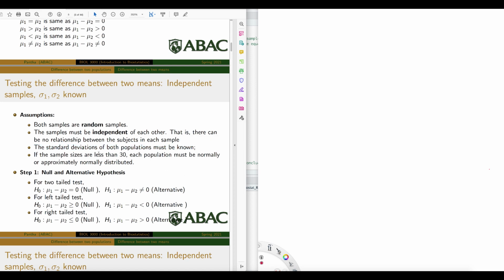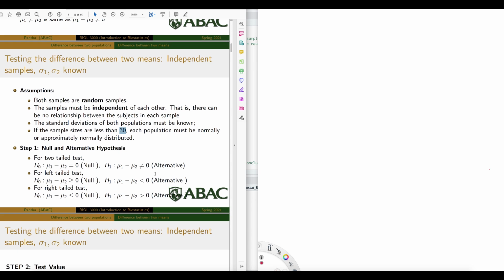If the sample sizes are less than 30, each population must be normally or approximately normally distributed. That means the population must be bell-shaped if the sample size is less than 30. If the sample size is bigger than 30, we call it a large sample. In that case, it is okay not to have the population normally distributed. Okay, guys? All right. So what are the steps?